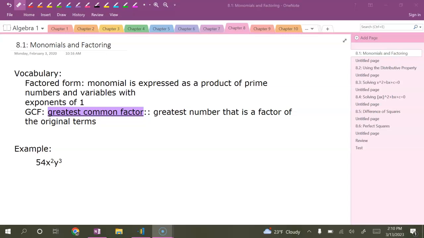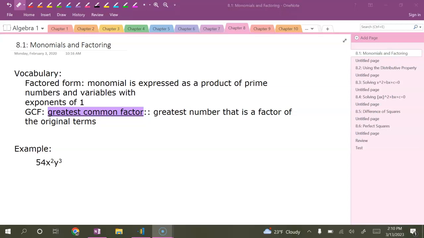Chapter 8, Section 1 is about monomials and factoring. So we're extending a little bit on what we were doing in the last chapter, Chapter 7, which spent a lot of time talking about all the things that we can do with different types of polynomials, where we're adding, subtracting, multiplying, dividing, some of those operations. Now we're going to focus on undoing some of the multiplication that we saw happen last chapter.